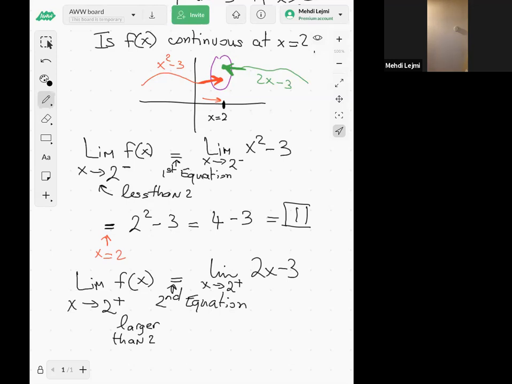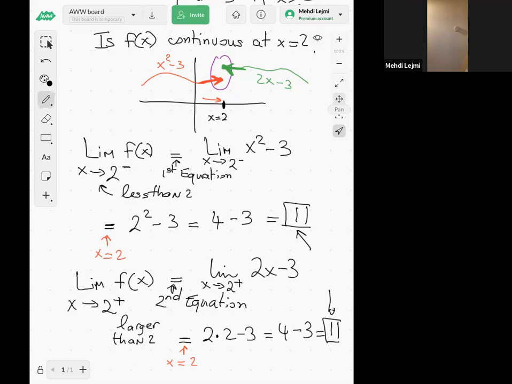But anyway, so you want to compute this limit. So you just replace x by 2. As I said, that's the first thing you want to do whenever you want to compute the limit. Just replace x by the number given in the limit. So it's 2. So that would be 2 times 2 minus 3. That's 4 minus 3. Again, it's going to be positive 1. So you see, guys, either you use the first equation or the second equation, when you approach 2 from the left or approach 2 from the right, you're going to get the same number, which is 1, right?